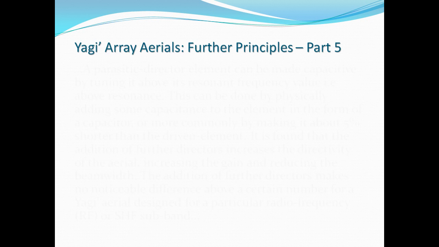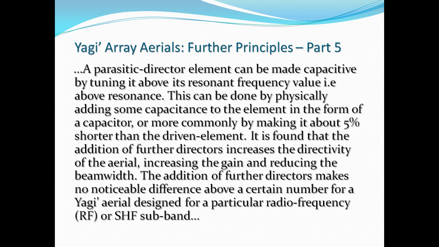Yagi array aerials, further principles, part 5. A parasitic director can be made capacitive by tuning it above resonance, i.e. above its resonant frequency value. This can be done by physically adding some capacitance to the element in the form of a capacitor, or more commonly by making it about 5% shorter than the driven element.